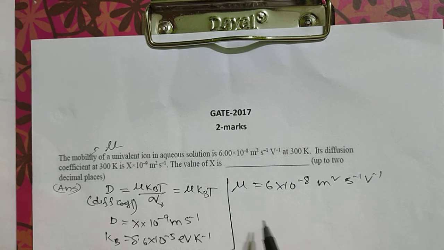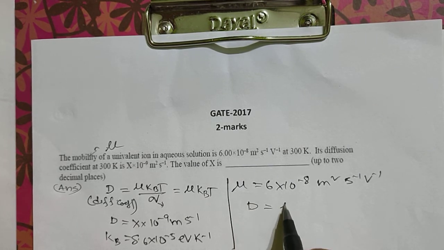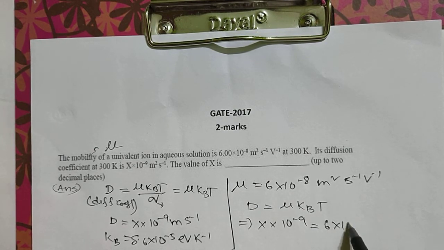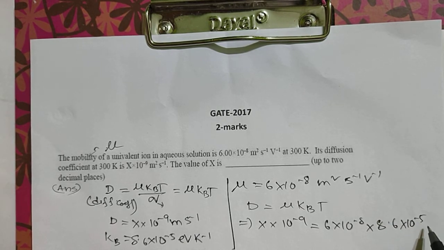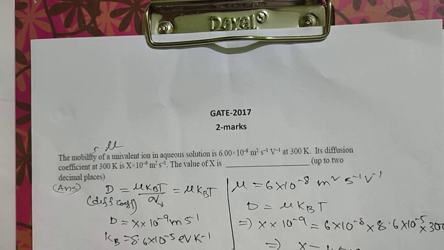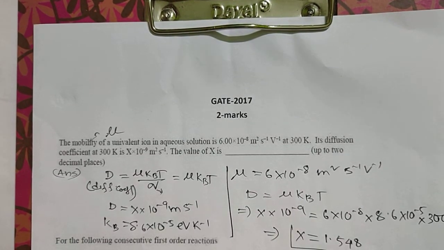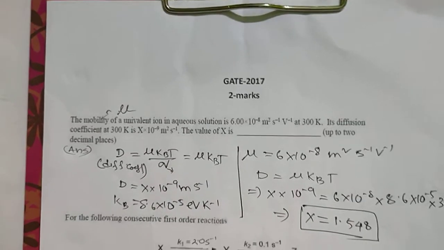So T equals 300, and we will just put the values. D equals mu kBT, so D equals x into 10 to the power minus 9, mu equals 6 into 10 to the power minus 8, kB equals 8.6 into 10 to the power minus 5, and T equals 300. Just a simple calculation and you will get the value of x. The value of x will be 1.548. So this is a simple problem, and in this way we can solve it. This is the answer. So let's move to the next problem.